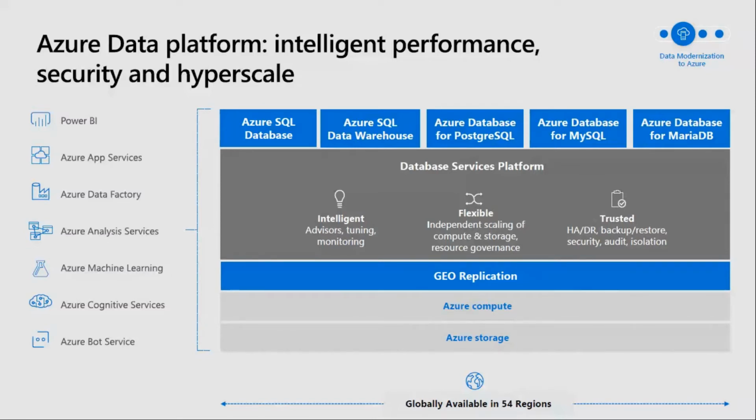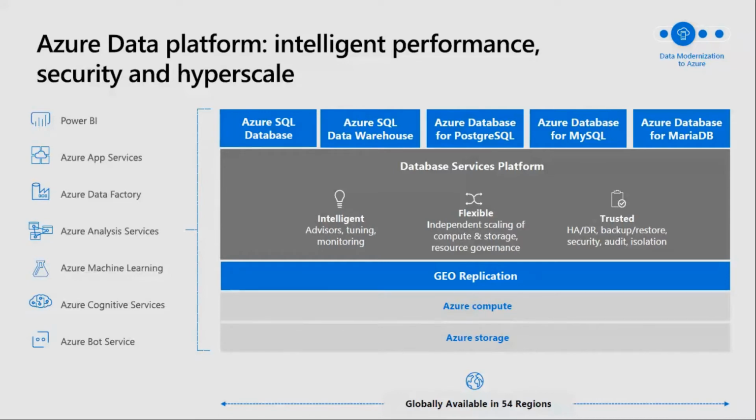Intelligent advisors, tuning and monitoring are supported, and flexible, independent scaling of compute and storage can be done. And there is a lot of resource governance available on the data platform. High availability and disaster recovery is natively built using the Azure platform.